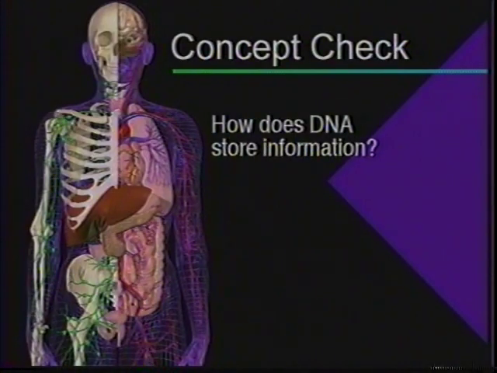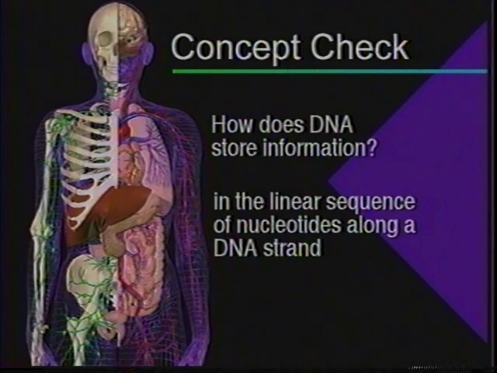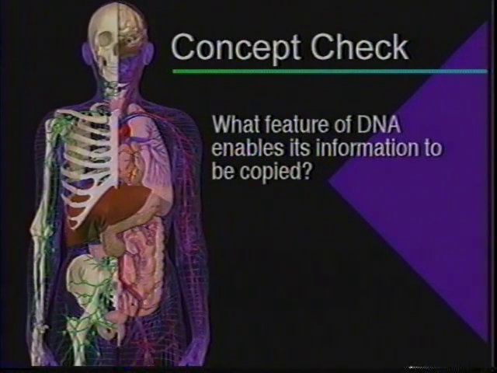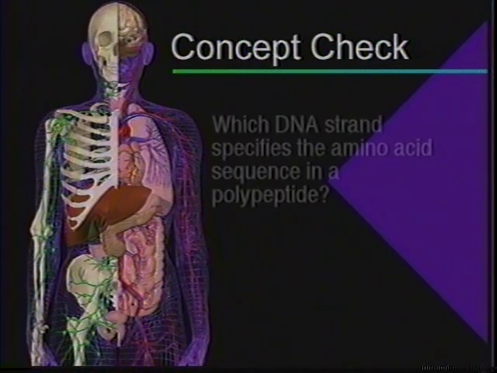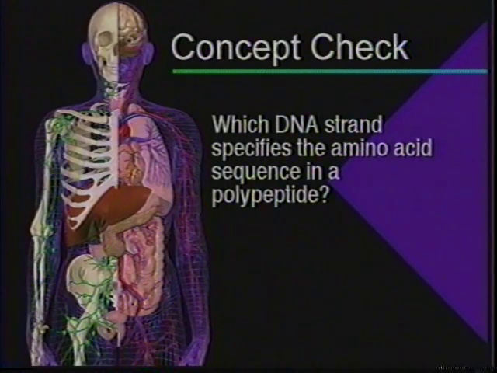Let's take a moment now for a concept check. How does DNA store information? What feature of DNA enables its information to be copied? Which DNA strand specifies the amino acid sequence in a polypeptide?